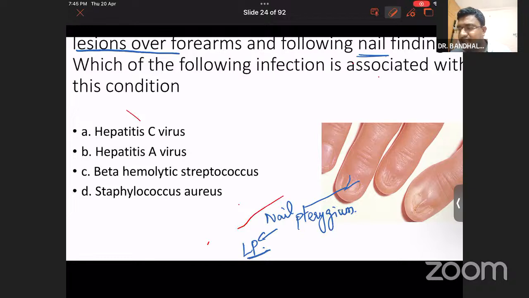If you see lichen planus, the infection you have to remember is hepatitis C virus. Hepatitis C virus is more common in lichen planus.